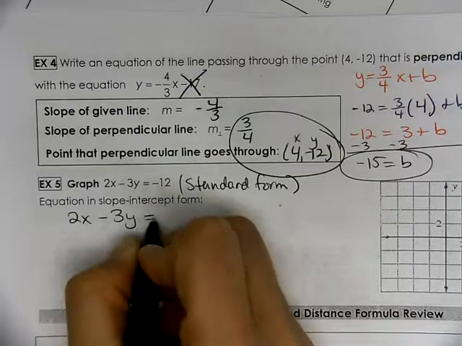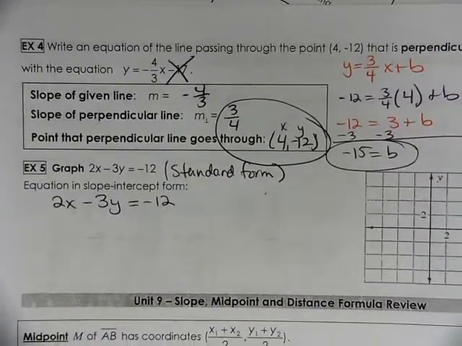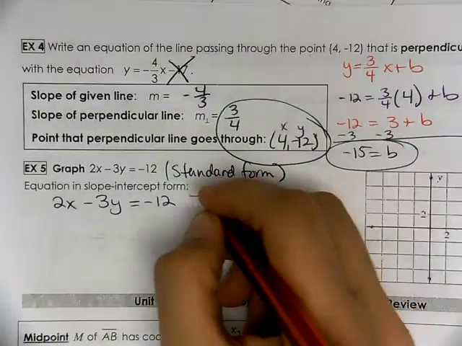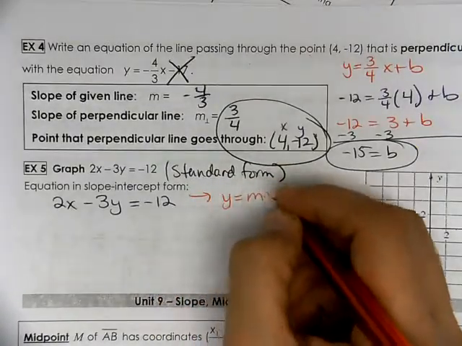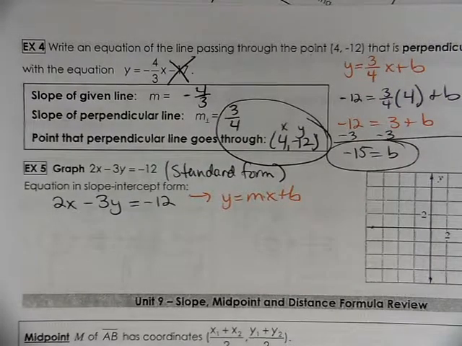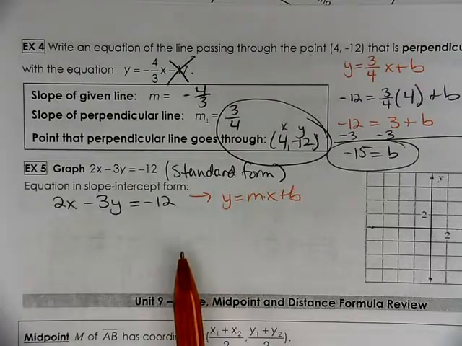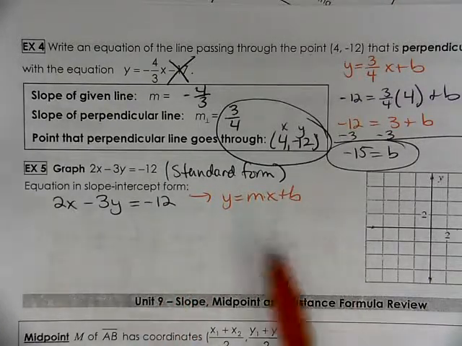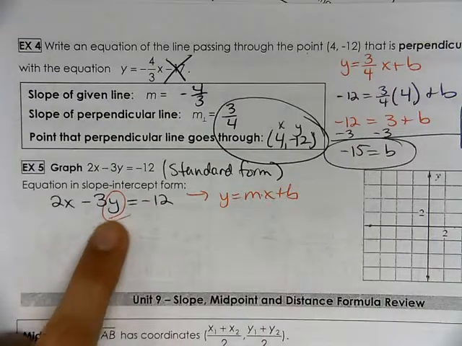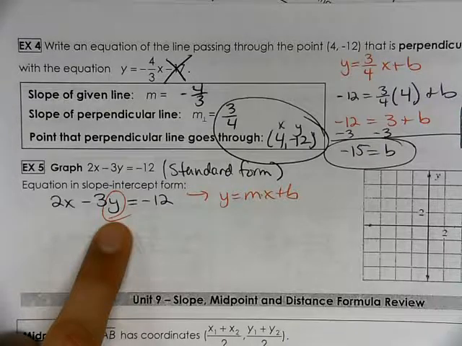2x minus 3y equals -12. We want to convert this to y equals mx plus b. So the question is really asking you to solve for y. Get y by itself. We're going to try and solve for y. This is a very difficult concept.